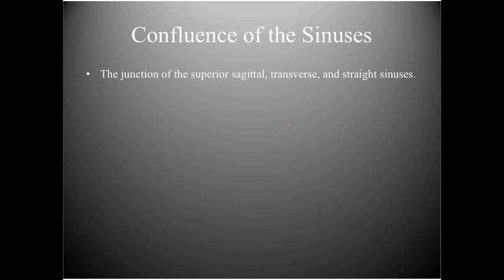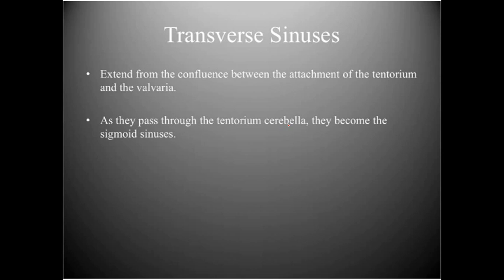The confluence of the sinuses is the junction of the superior sagittal, transverse, and straight sinuses. So where everything kind of comes together, which is what the word confluence actually implies. The transverse sinuses extend from the confluence between the attachment of the tentorium and the calvaria. As they pass through the tentorium cerebelli, they become the sigmoid sinuses.